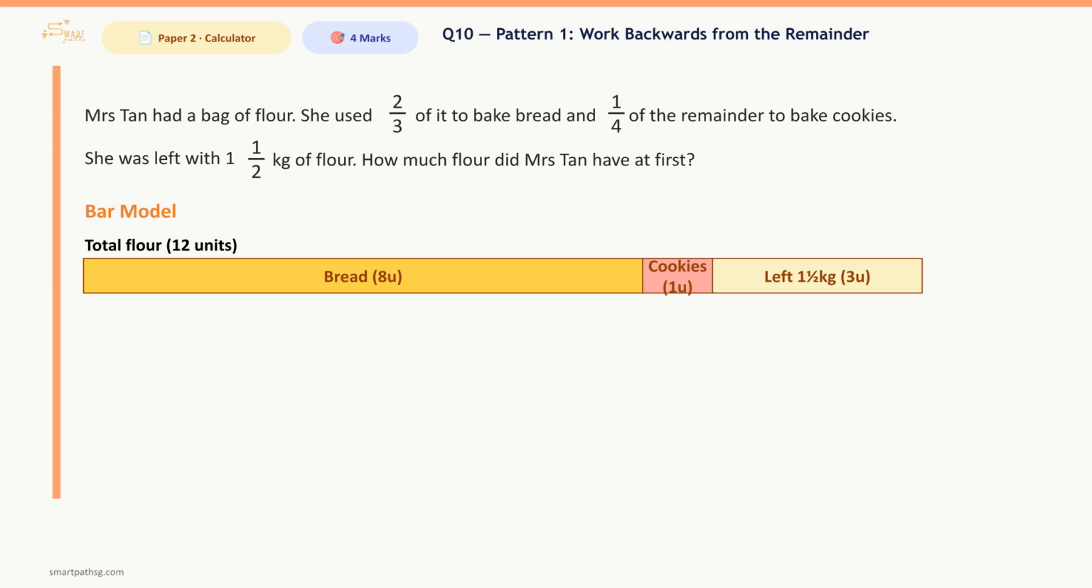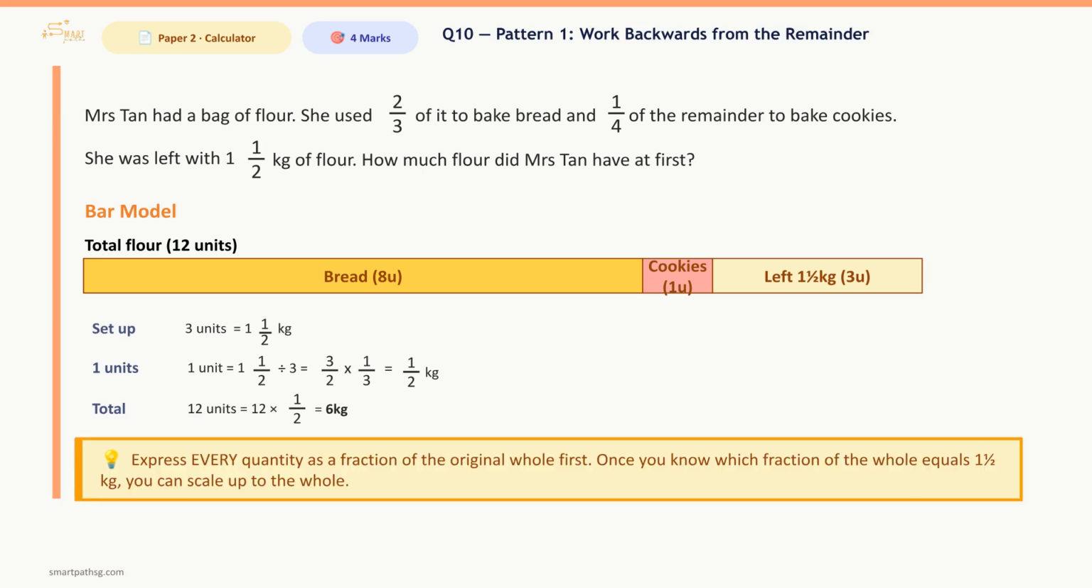which we learned already in the last lesson. Since 3 units equals 1.5 kilograms, we first find the value of a single unit. 1.5 divided by 3 gives us 0.5 kilogram for 1 unit. To find the original total, we take the value of 1 unit and multiply it by the total number of units, which is 12. That gives us 6 kilograms of flour.